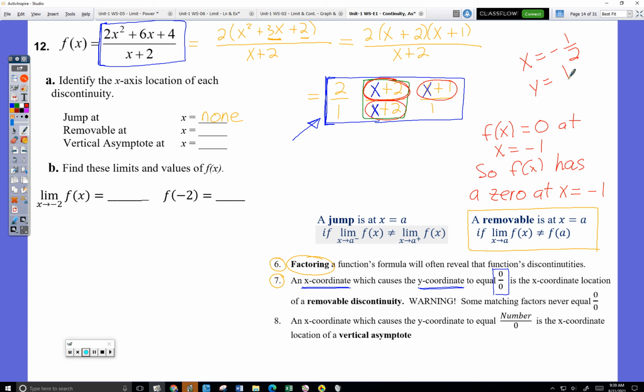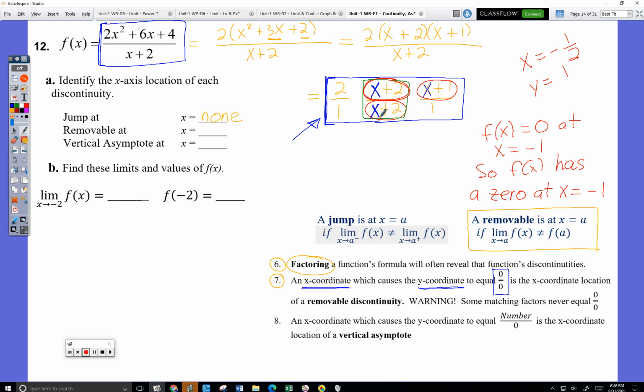Who knows? We're looking for an x coordinate that's going to make the y coordinate 0 over 0. There we go. Isaac. So Isaac says negative 2. So stay with me, Isaac. What's negative 2 plus 2? That's what we're looking for.